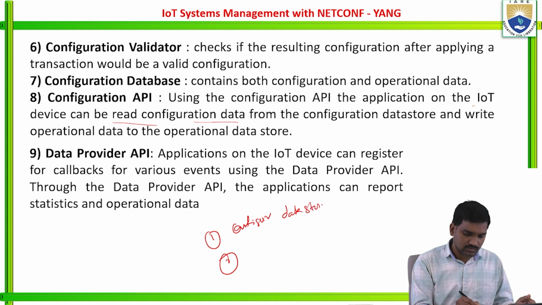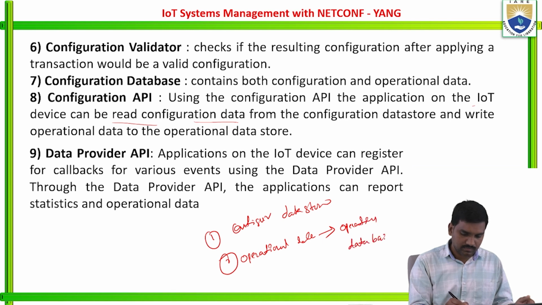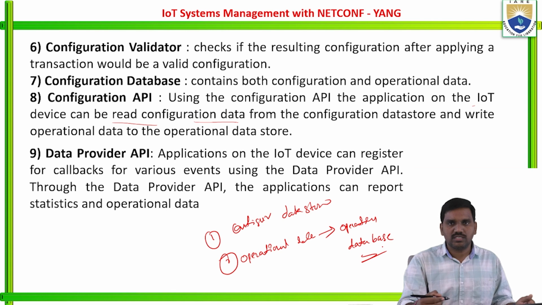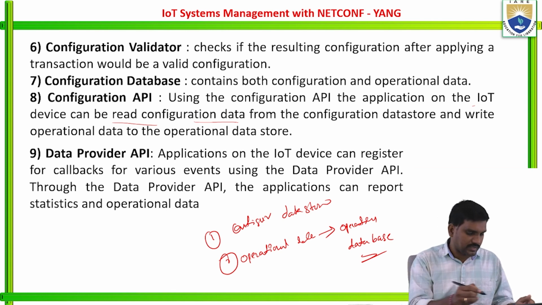Configuration data store. Next, operational data. Operational data can be configured by the operational database. So these are the things that can be done by the configuration API.